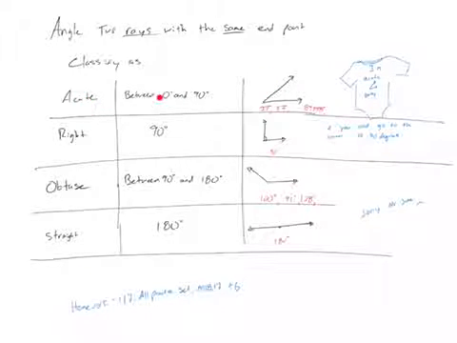We say they're acute if they're between 0 and 90 degrees. We say they're right if they measure exactly 90 degrees, and we put a little box in the corner to indicate that. We say they're obtuse if they're between 90 and 180. And we say they're straight if it measures exactly 180, so it forms something like this.